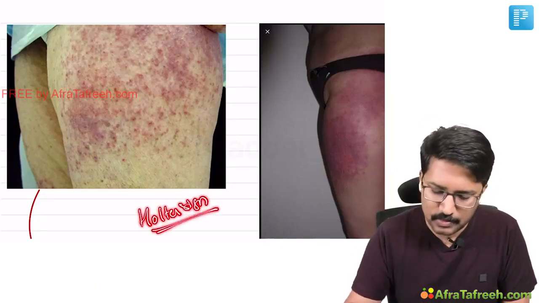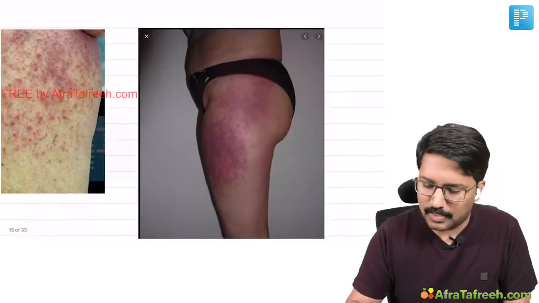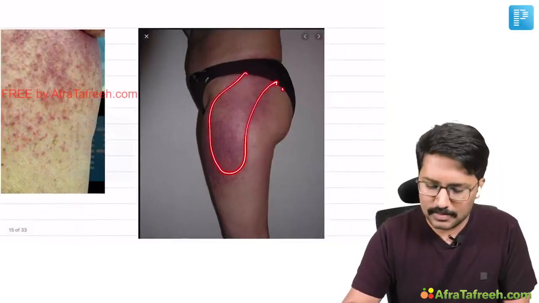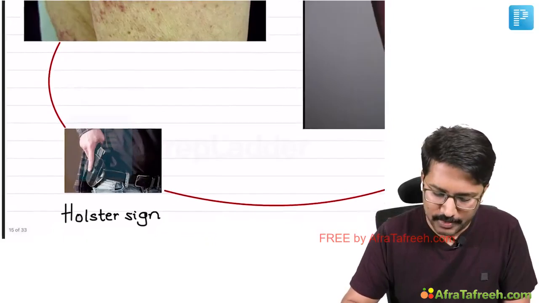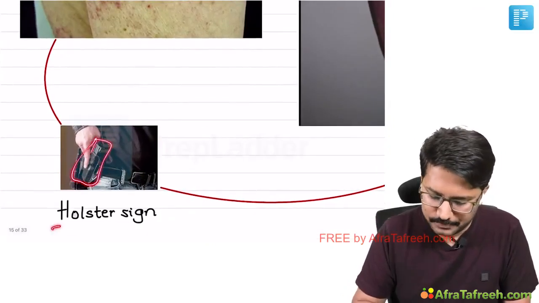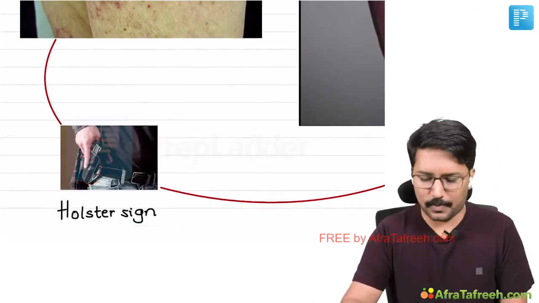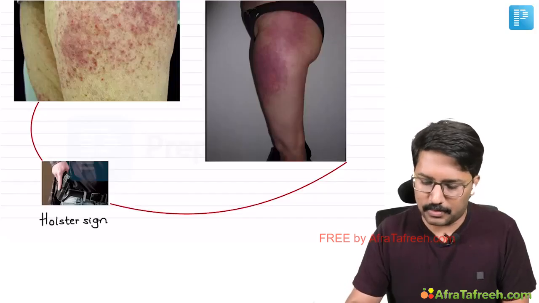We call it the holster sign because of the location, look at this, right? On the lateral aspect of the thigh. This is the location where often we might hold our guns, right? The holster. That is why it's called the holster sign. Okay, so that is about it.